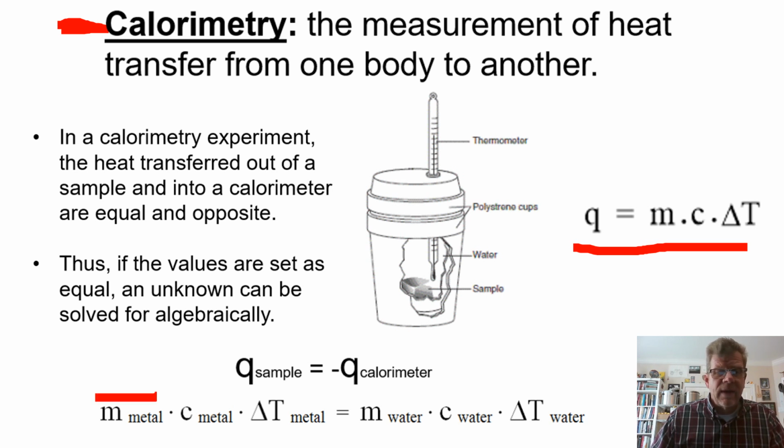Mass of the metal, heat capacity of the metal, change in temperature of the metal equals the Q, the heat flow into the calorimeter: the mass of water, heat capacity of water, change in temperature of the water. These are all readily available to look up, to measure directly, to calculate, and so on.